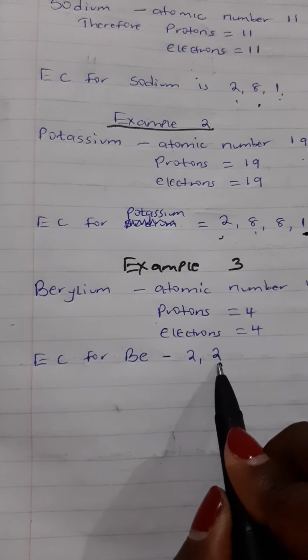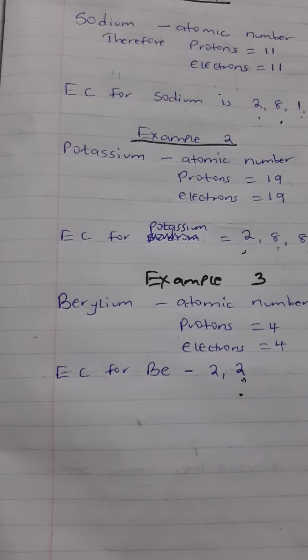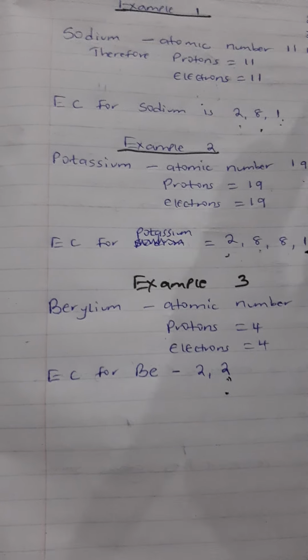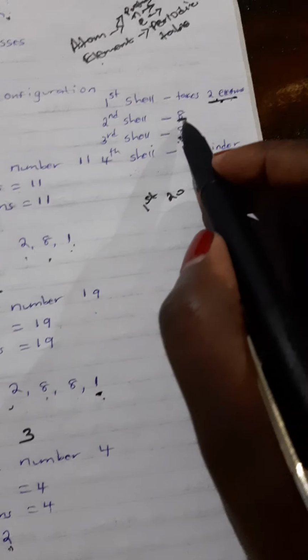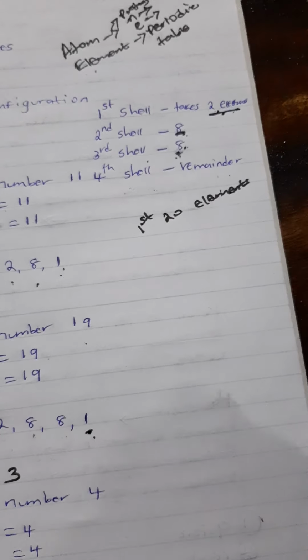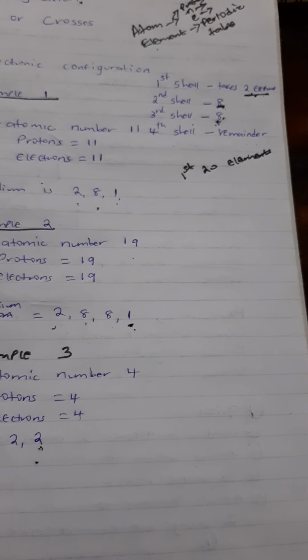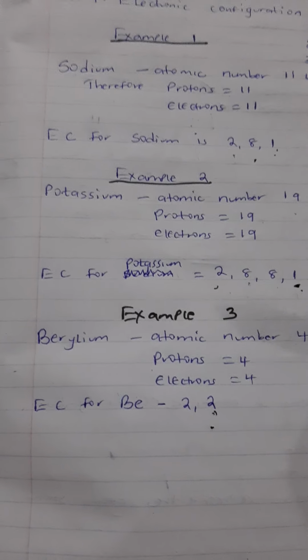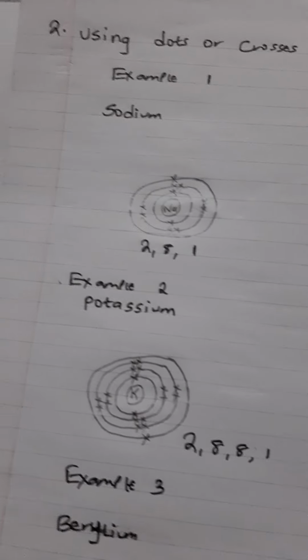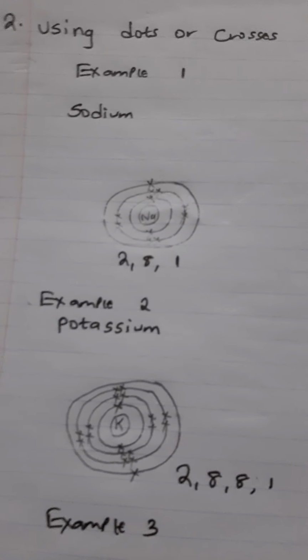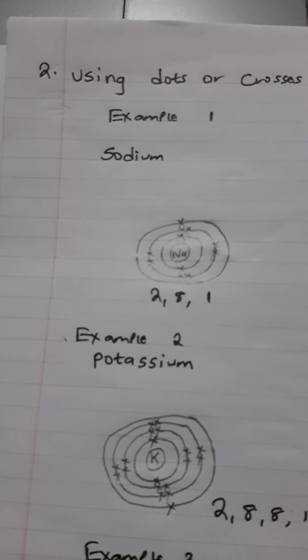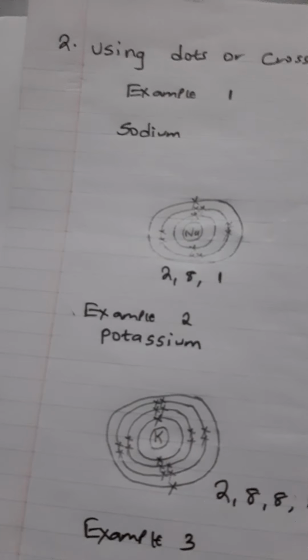So you put the 2 electrons in the second shell. And that's why I said that the second shell taking 8 electrons, 8 is the maximum. It can take less than that. I hope that concept was very clear. Then let's move on to the second way on how we can represent the atomic structure.